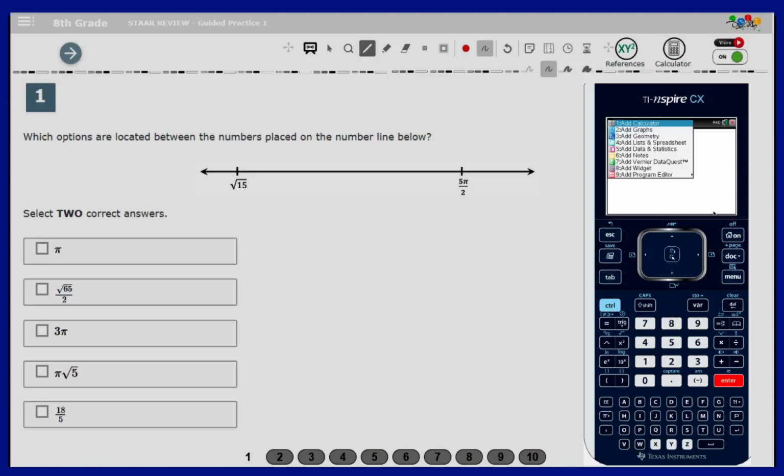Hello students, let's read the problem. It says, which options are located between the numbers placed on the number line below?